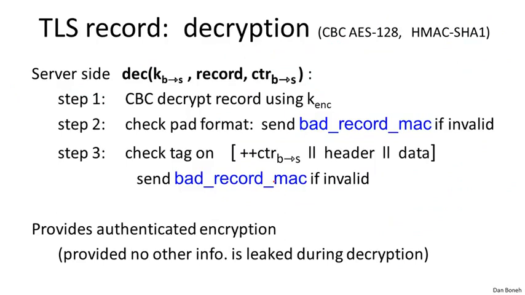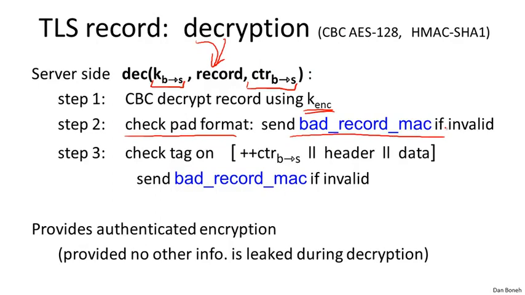So here comes an incoming encrypted record. And again, the server is going to use its own key that corresponds to data from browser to server, and its own browser to server counter. The first thing it's going to do is decrypt the record using the encryption key. After decryption, it's going to check the format of the pad. In other words, if the pad length is 5 bytes, it's going to check that it really is 55555. And if it's not, it's going to send a bad record MAC alert message and terminate the connection, so that a new session key would have to be negotiated if more records need to be sent.